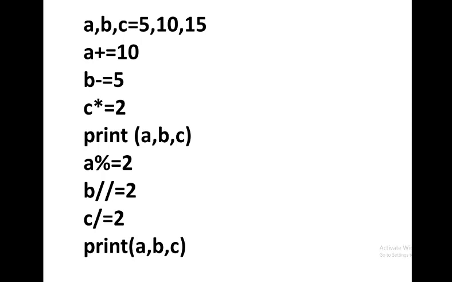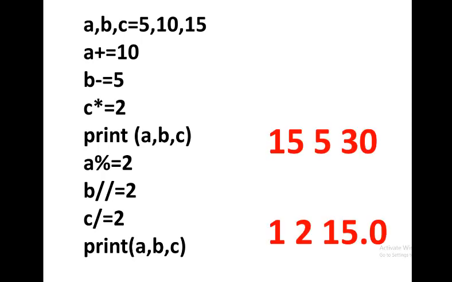Similarly, next one, c asterisk equal to 2. The value of c is 15, 15 into 2 is 30, so it will be assigned to c. Next one, a asterisk equal to 2. A percent equal to 2 will find the remainder and assign it to a. B double slash equal to 2 will divide by 2 and assign to b. And c slash equal to 2 will again divide and assign to c. So the final result that you will get will be 15, 5 and 30 for the first statement, and 1, 2 and 15.0 for this statement.